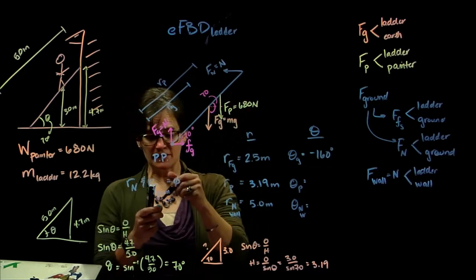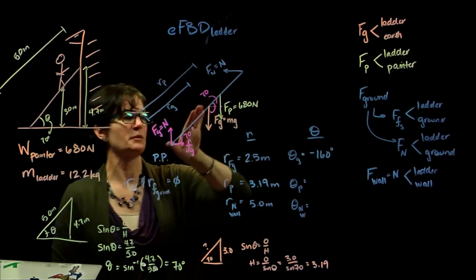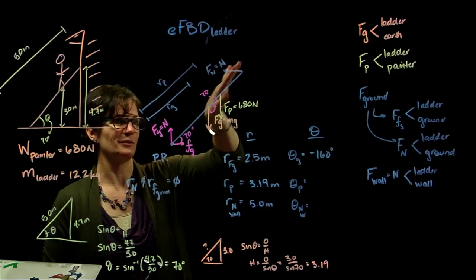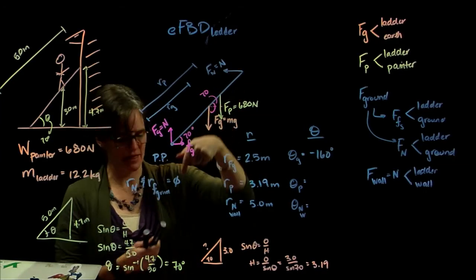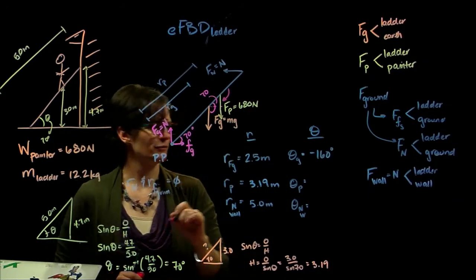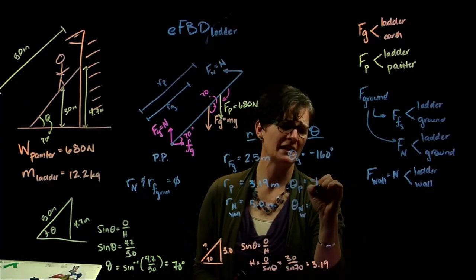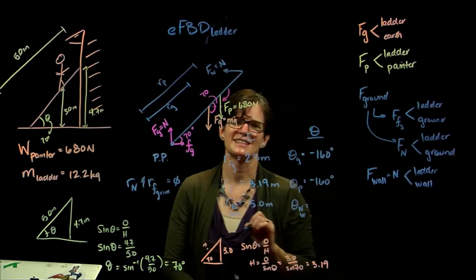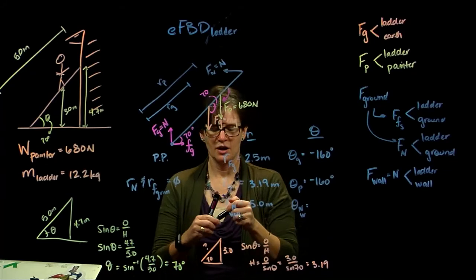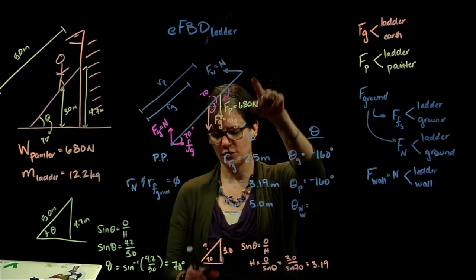The force of the painter is going to be the same as gravity. They're pointing in the same direction, so their angles are going to be the same. We put our fingers in the direction of the radii, extend that radius, and then curl to the force. And again, we get negative 160 degrees.